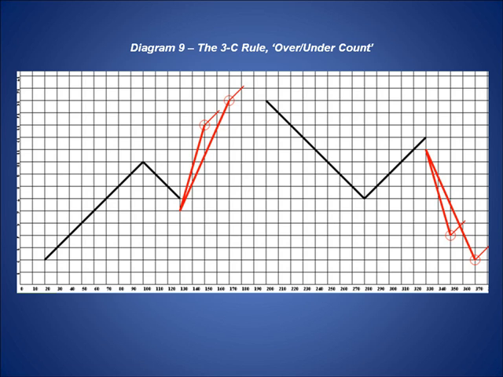The most important part of the 3C rule states, if the 50% retracement of swing 2 is over or under 50% in swing 1, the difference will be made up in the measured move of swing 3 of that matrix.